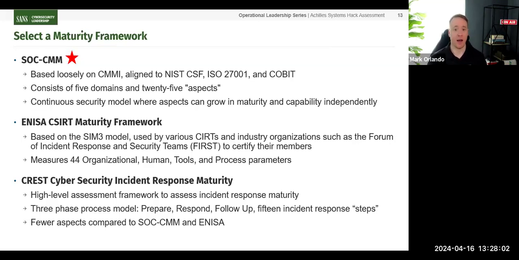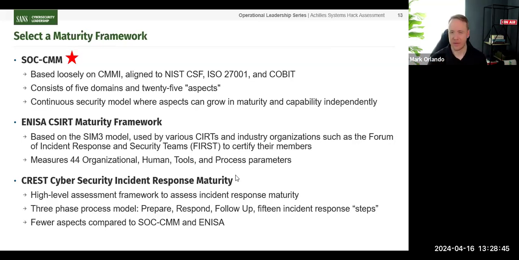And here are some of the most common ones, some of my favorites, starting with the SOC Capability Maturity Model, or SOC CMM. SOC CMM, loosely based on CMMI, Capability Maturity Model, and it's aligned to several standards and process frameworks like the NIST Cybersecurity Framework, ISO 27001, COBIT. It consists of 5 different domains, 25 aspects that you can measure. And it's a continuous maturity and capability model where you can track technical capability of your services that you're delivering, but also organizational and process maturity. So it's a very detailed, very robust model.